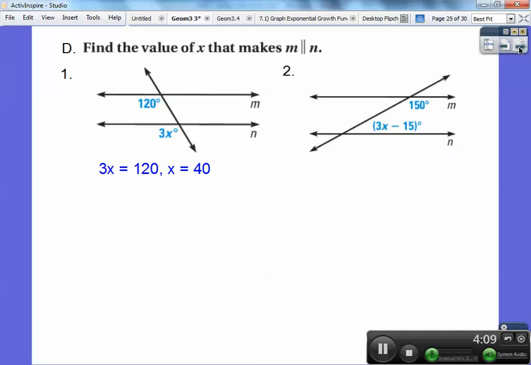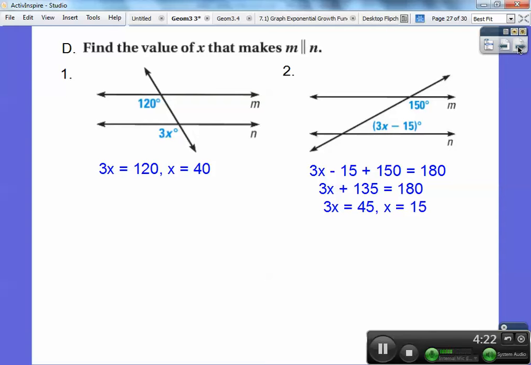Here's this one right here. This is an obtuse angle, and down here is an acute angle. So they're definitely not congruent, so they have to be supplementary. So add them up to be 180. Combine like terms, and you get x equals 15.